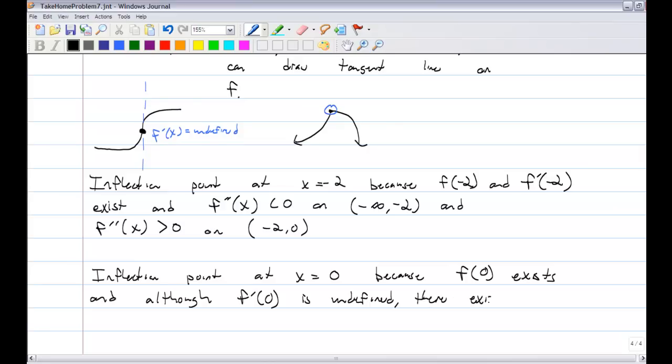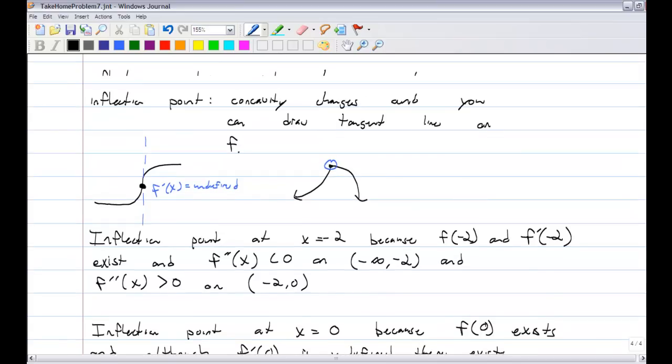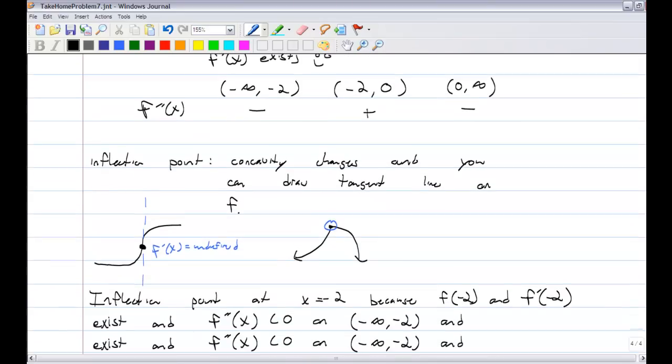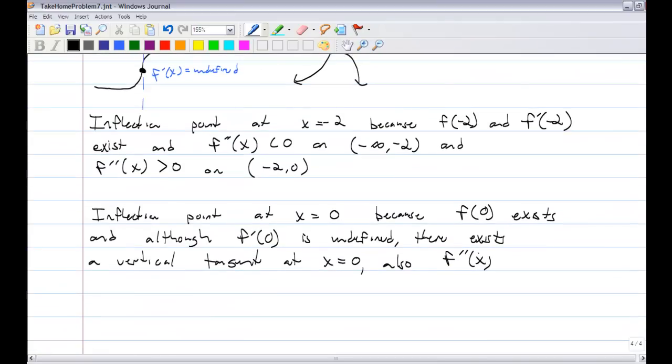So I'm writing here inflection point at x equals 0 because f of 0 exists, and although f prime of 0 is undefined, there exists a vertical tangent at x equals 0. So that's half the justification, you can draw the tangent line. The second half is showing that concavity in fact changed at 0. If concavity changed, your second derivative changed signs. That's the last part of this justification.